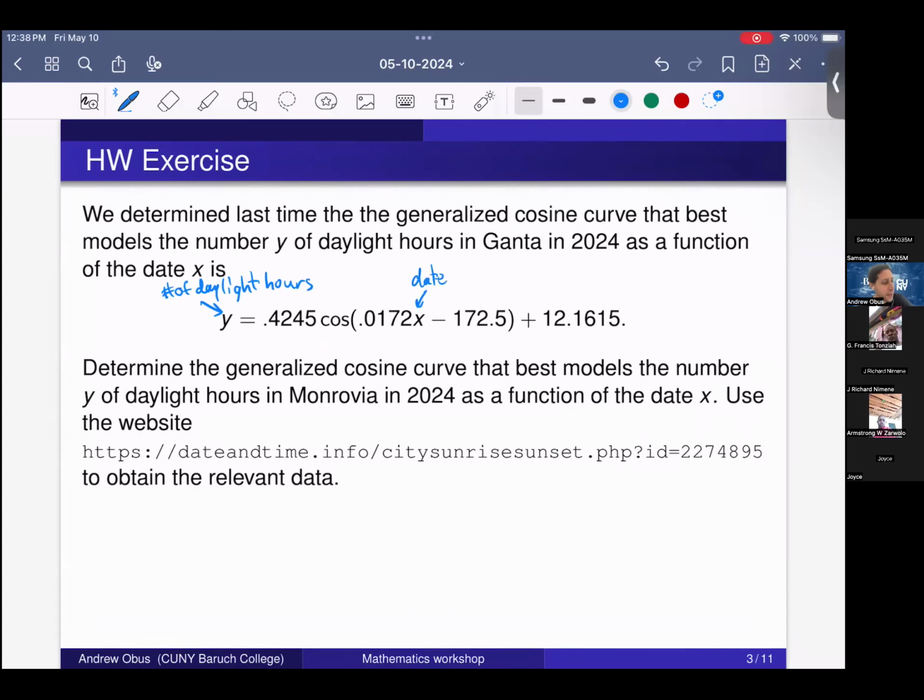And remember, our convention here was January 1st equals 1, January 2nd equals 2, all the way up through December 30th equal to 365, and December 31st equal to 366. So this is our convention for what these Y's and these X's mean. And I want to show you what this graph looks like.